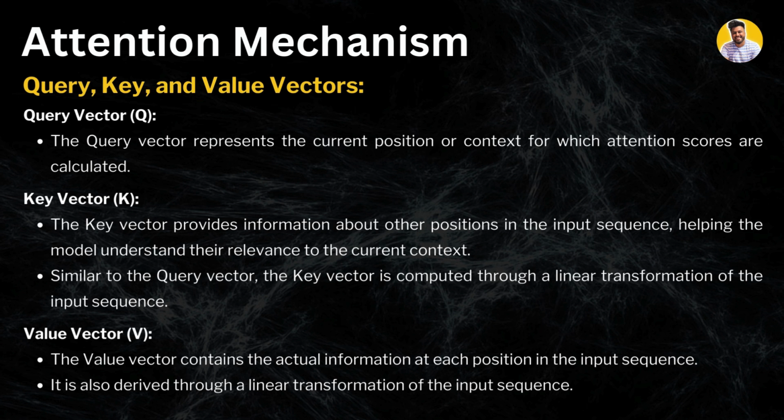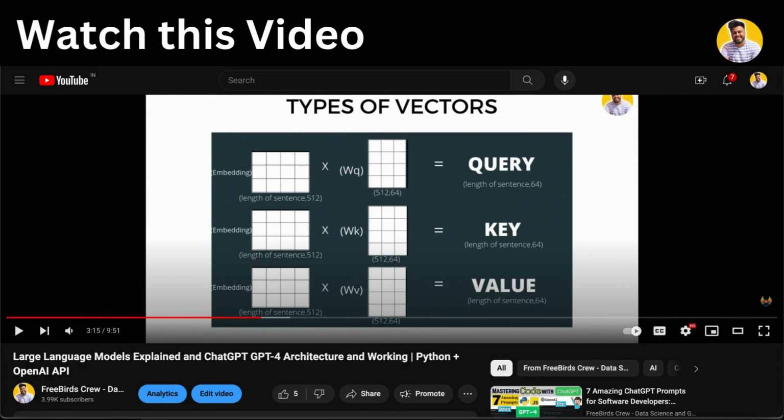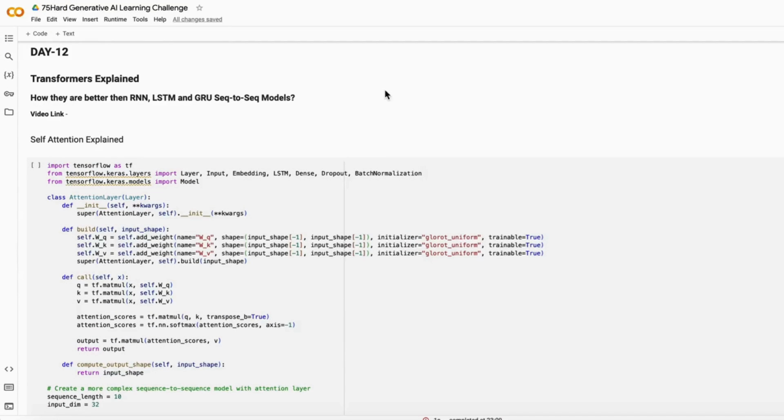If you want to know more about the query, key and value vector working, with great animation and all, please watch the video in which I explained large language models along with the GPT-4 architecture. In that video you will have a complete animated visualization of the query and key vector working. Here is the code of the attention mechanism that I just created completely from scratch.